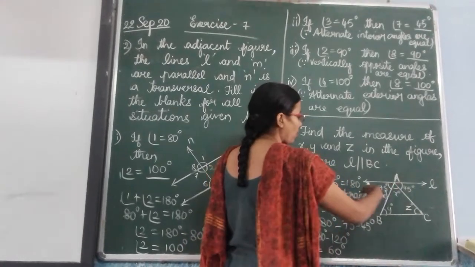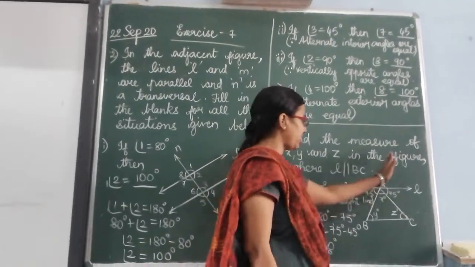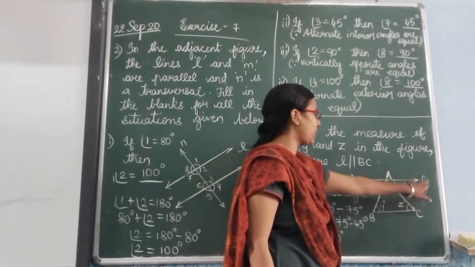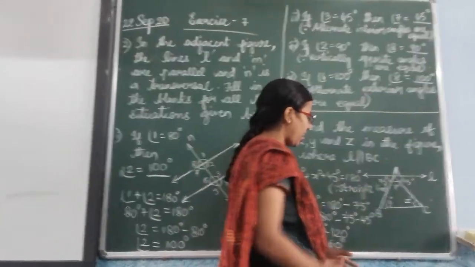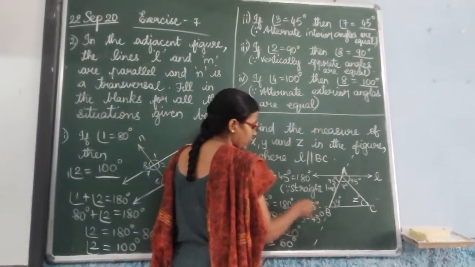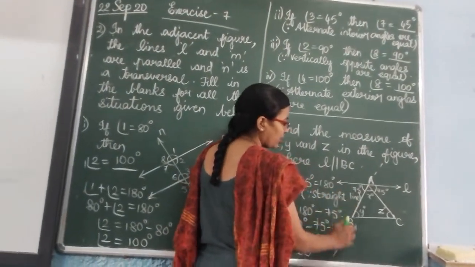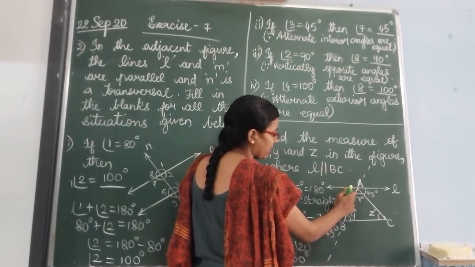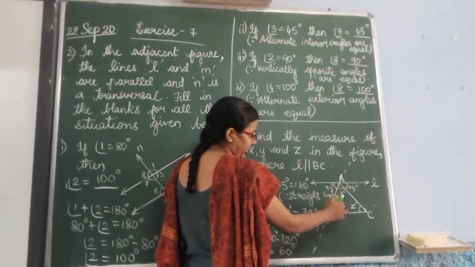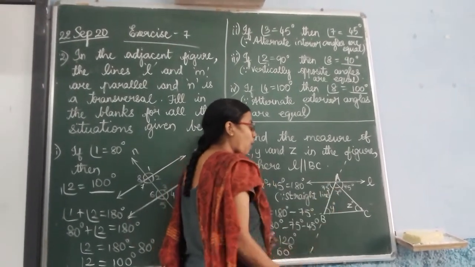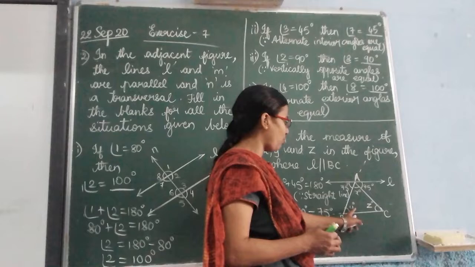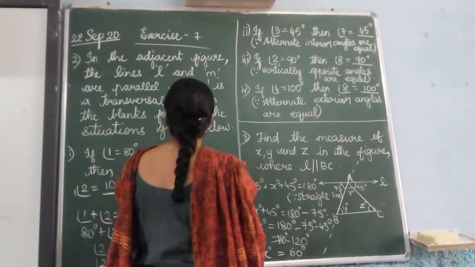We know that these two are parallel lines, L and BC. When you take this as the transversal, AB is the transversal of L and BC. I will extend this so that you will understand. This is the transversal, these are the parallel lines. You can see that y is here and 75 degrees is the angle formed here. So this angle and this angle become the alternate interior angles.